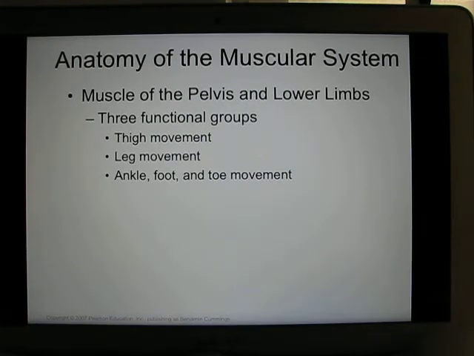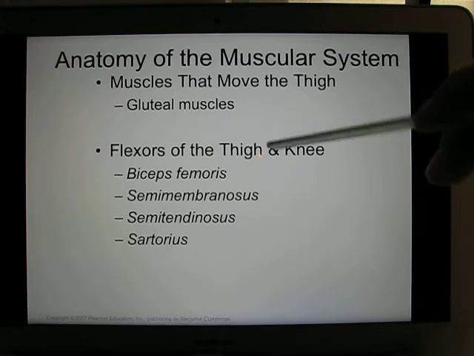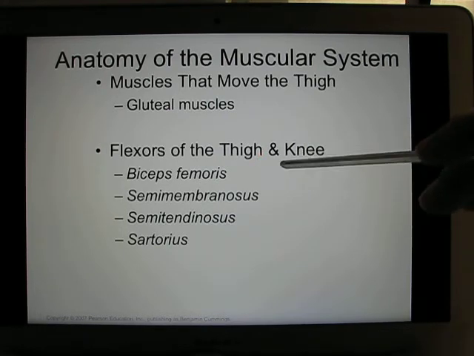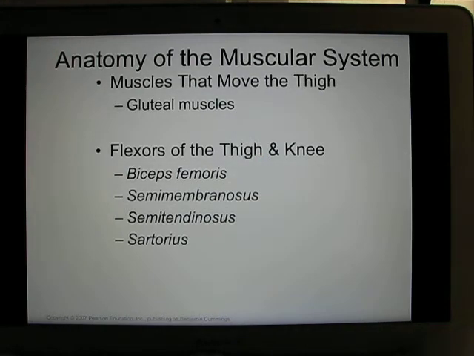Now let's reach the leg. In the leg, we're going to talk about the thigh muscle and the leg muscle. So let's look at the thigh muscles: the biceps femoris, semimembranosus, semitendinosus, and sartorius. We're going to talk about all these four.